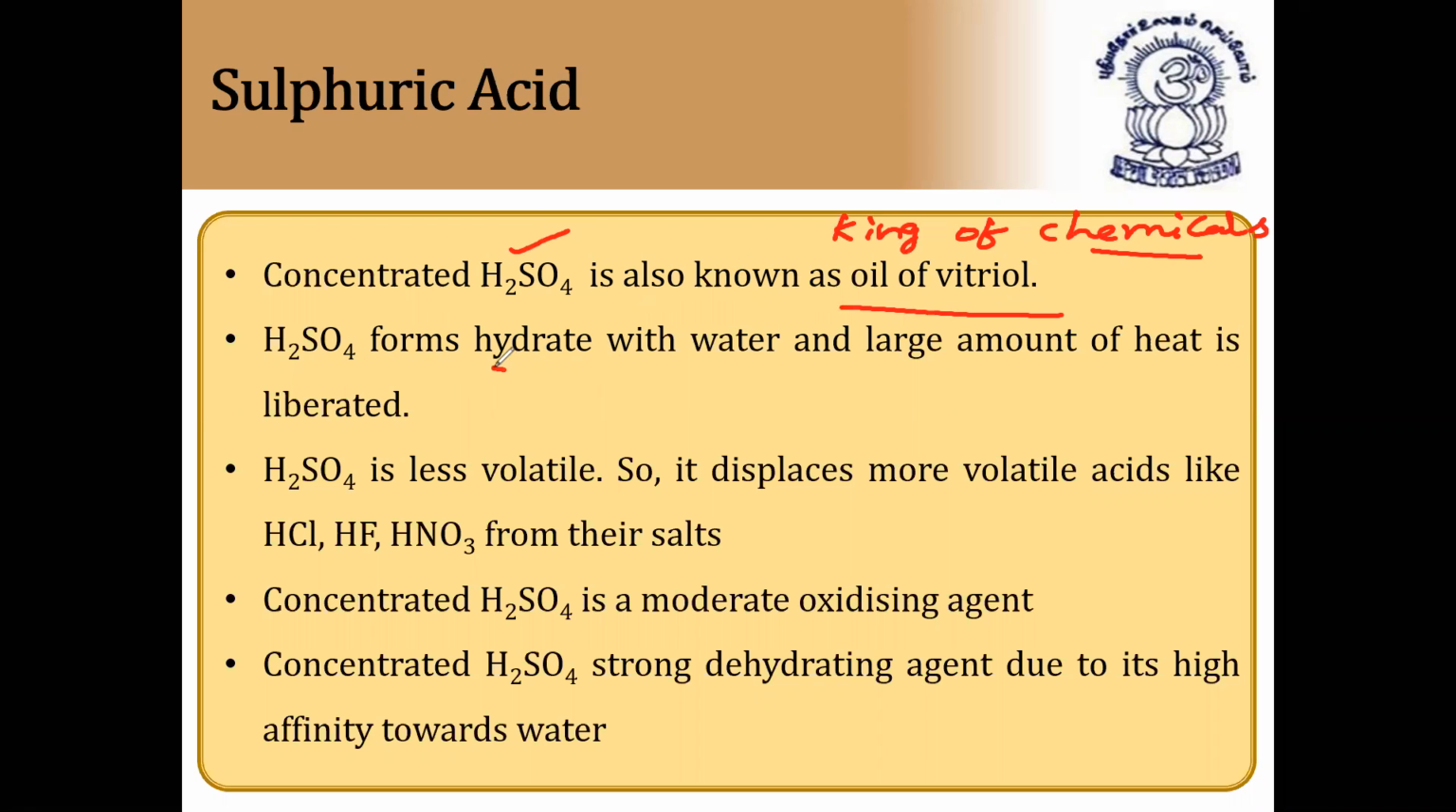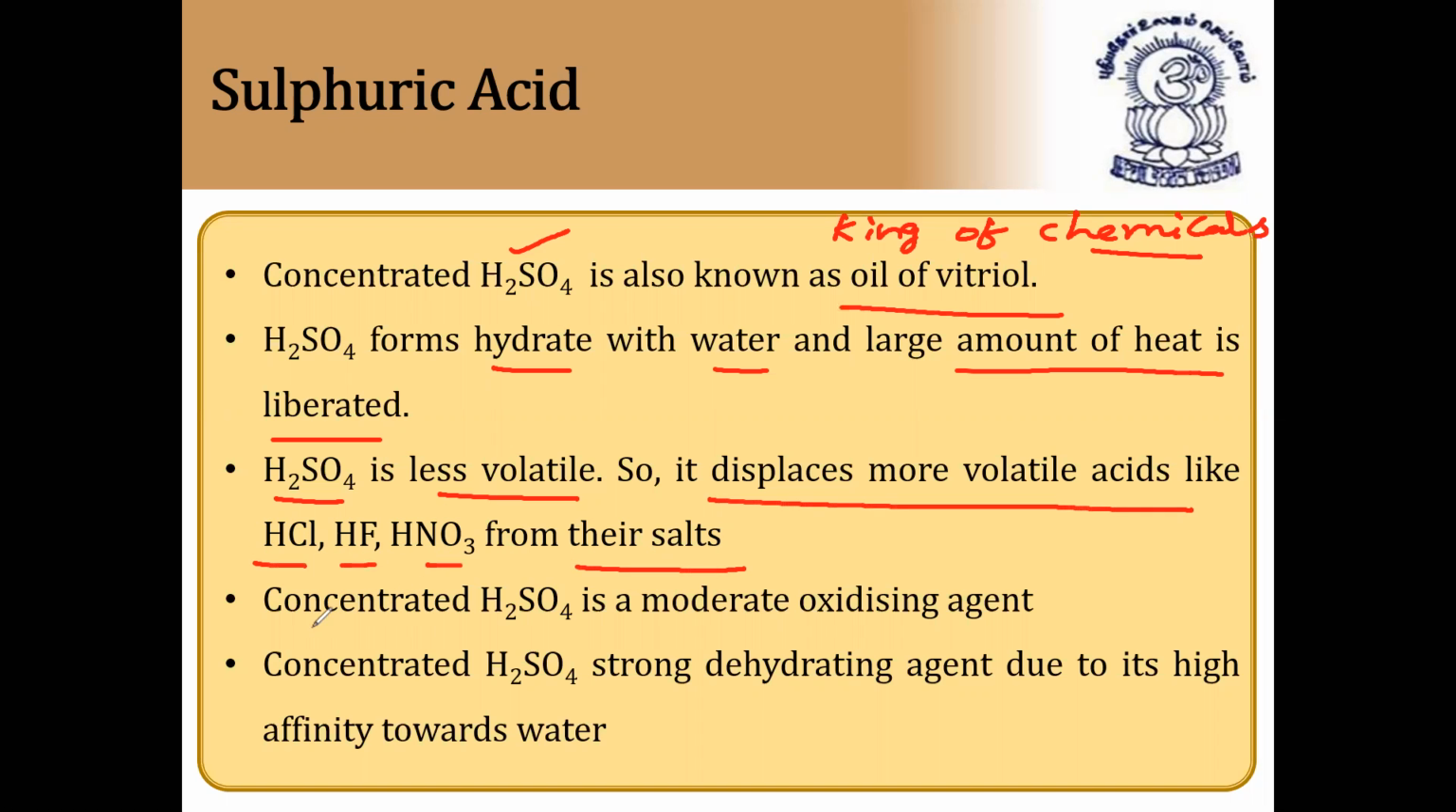Sulfuric acid forms hydrates with water and a large amount of heat is liberated. Sulfuric acid is less volatile, so it displaces more volatile acids like HCl, HF, HNO3 from their salt solutions. Concentrated sulfuric acid is a moderate oxidizing agent. It is also a dehydrating agent. That's why sulfuric acid can absorb water.